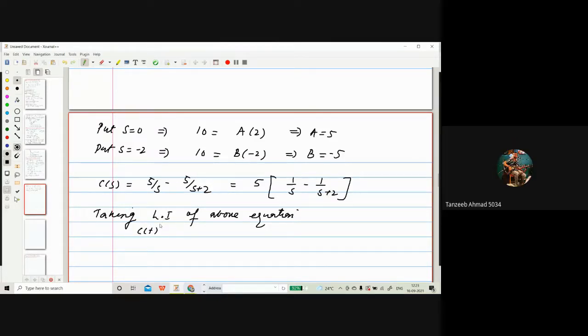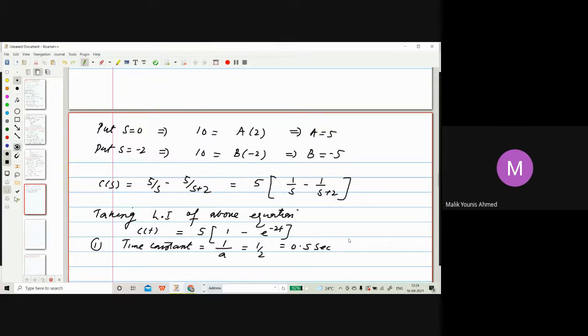Okay, sir. C of t will be equal to 5 times 1 minus e raised to minus 2t. So that's the answer. Now, first we have to find the time constant. Time constant is the real pole value, 1 by a. Real pole is 1 by a, that is 1 by 2, that is 0.5 second is the time constant.